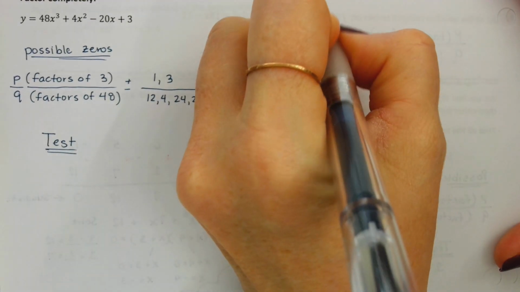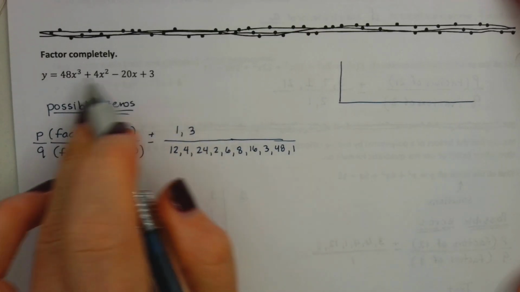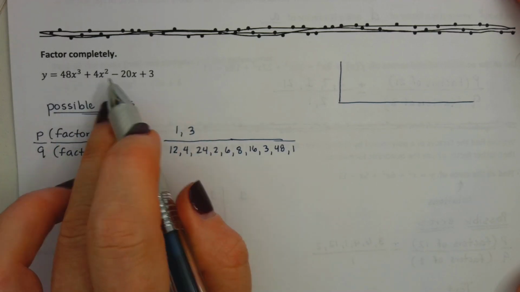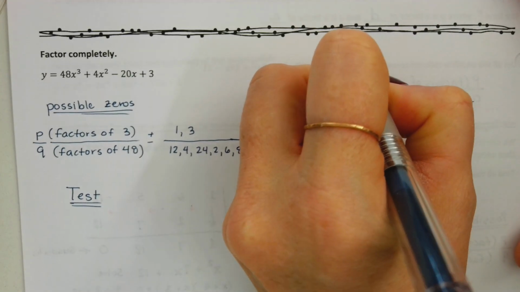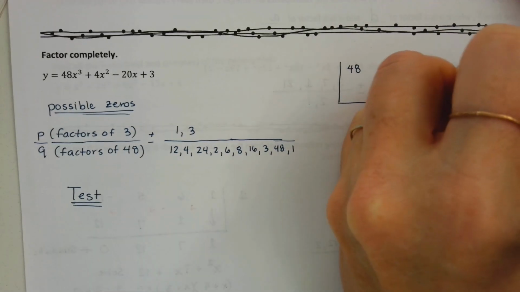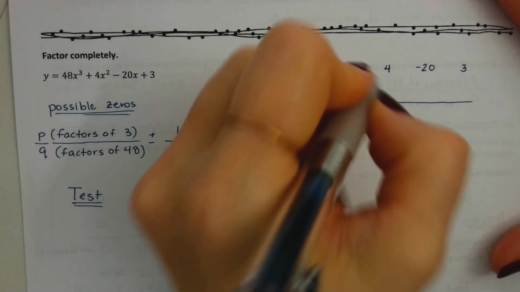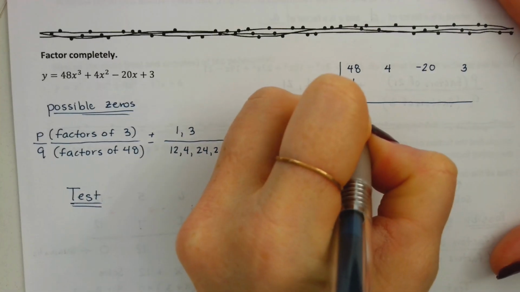Let's do this. I'm going to set up my synthetic division over here. I'm going to grab just the coefficients of these. It's not missing any terms, so I don't need to write in a 0. But we'll have a 48, a 4, a negative 20, and a 3. And now I'm going to switch to pencil. Actually, I'm going to bring down that 48 first, and now switch to pencil.